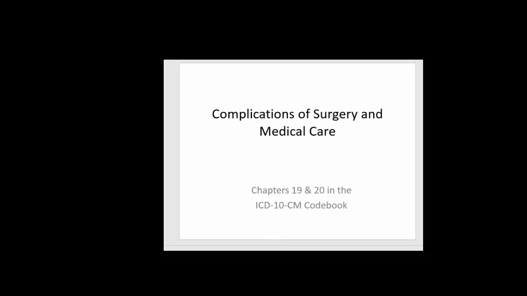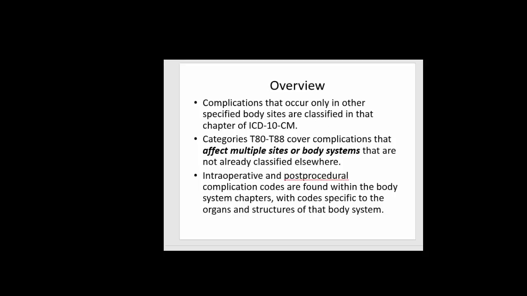Okay, we're going to conclude our discussions of chapters 19 and 20 by talking about the complications of surgery and medical care. The complications that occur only in other body sites are classified in those chapters. For example, a complication of a GI procedure is going to be in the diseases of the digestive system.